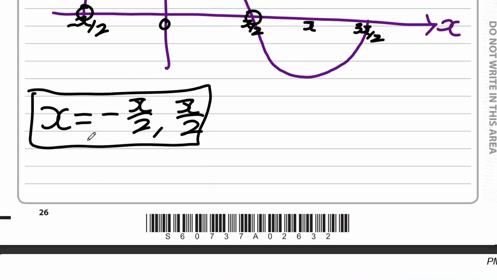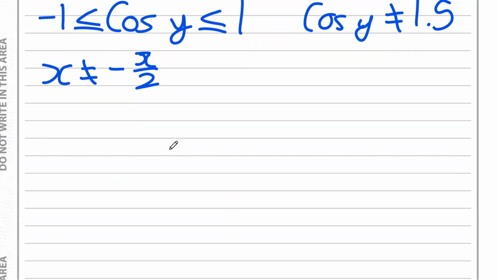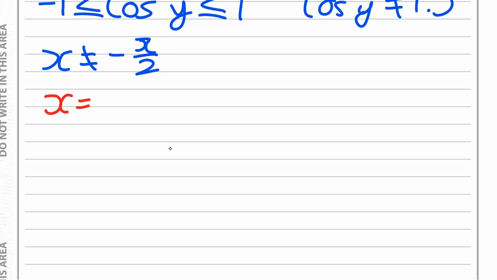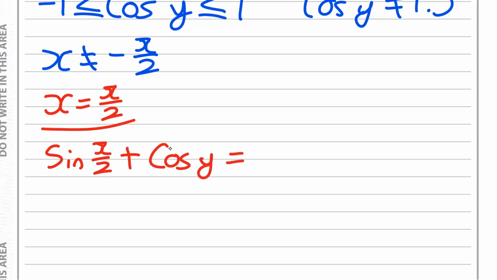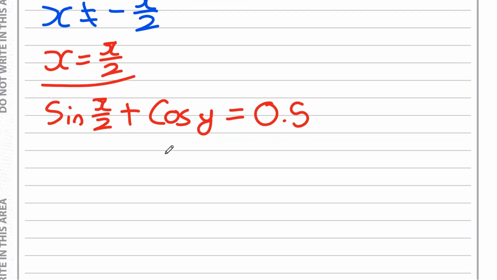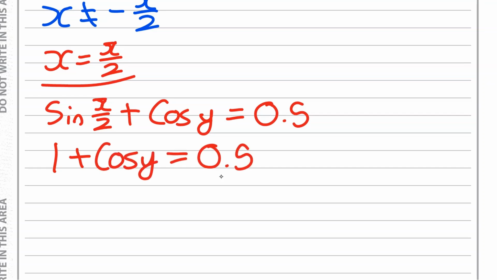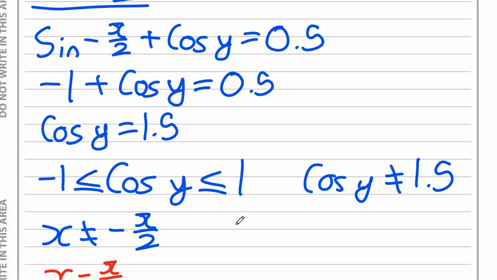Okay, so now let's consider the other possible x value where x can be equal to positive pi over 2. So x can be equal to pi over 2. If we use the same equation, it's going to be sin x, so it's sin pi over 2 plus cos y is equal to 0.5. So sin of pi over 2 is equal to 1, so it's 1 plus cos y is equal to 0.5. Move this 1 to the other side, so we get that cos y is equal to minus 0.5. So we need to solve this here. We need to solve for y when cos y is equal to minus 0.5.